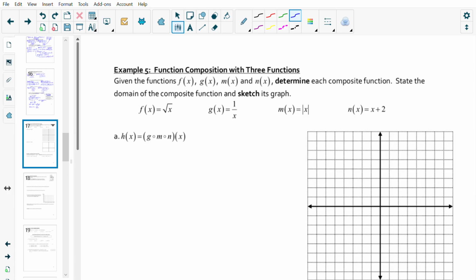Function composition with 3 functions. So you can compose 3 functions, 2 functions, 4 functions, however many. So given the functions f of x, g of x, m of x, and n of x, determine each composite function, state the domain of the composite function, and sketch its graph.